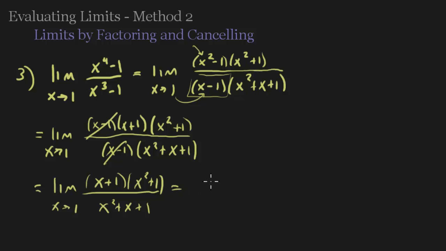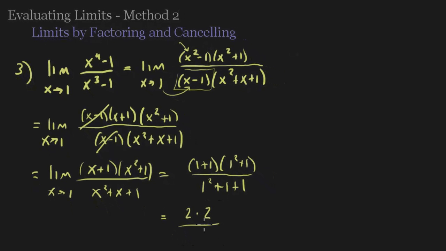We're going to get 1 plus 1. Okay, that's fine. We're going to get 1 squared plus 1, also fine. And on the bottom, we're going to get 1 squared plus 1 plus 1. That's going to give us 2 times 2 over 3. So our answer is 4/3.